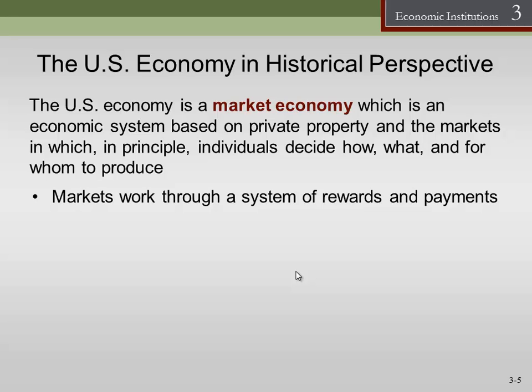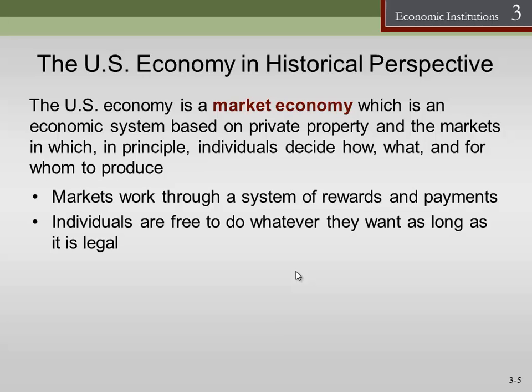Now, you say, well, but sometimes I do create things just for the heck of it, right? Like, for example, I might have a garden, and I have no intention of selling them in any kind of market. Well, actually, yeah, you do. A market with yourself. You provide labor, and for that labor, you get, say, fresh-grown tomatoes. Individuals are free to do whatever they want as long as it's legal.